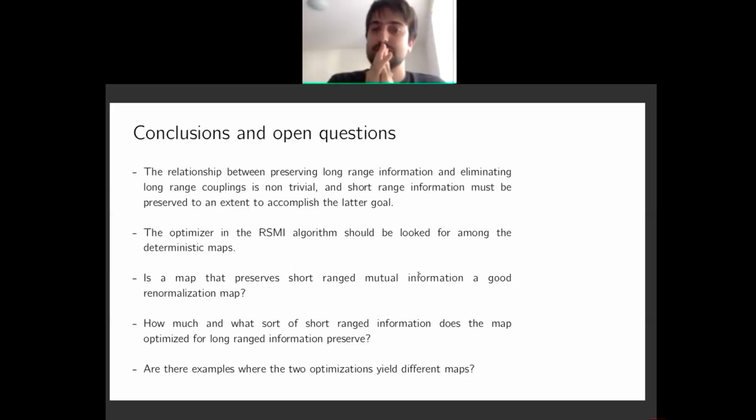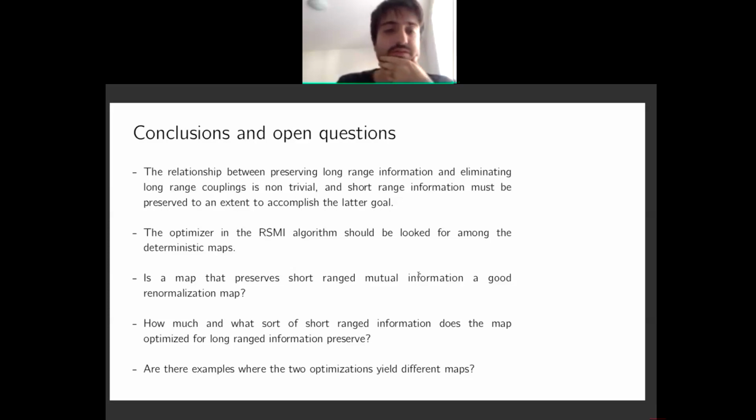And we also found that the optimizer in the RSMI algorithm should be looked for among the deterministic maps. So this could inform the machine learning method that they're using, because obviously it greatly restricts the search space from all of the possible stochastic maps to a very large but finite set of deterministic maps.